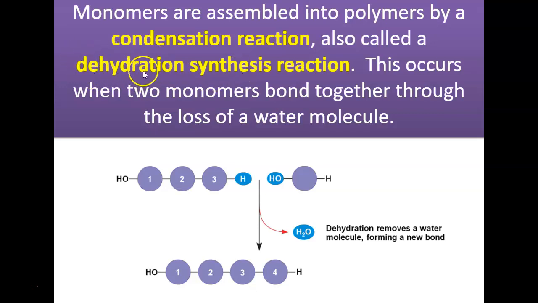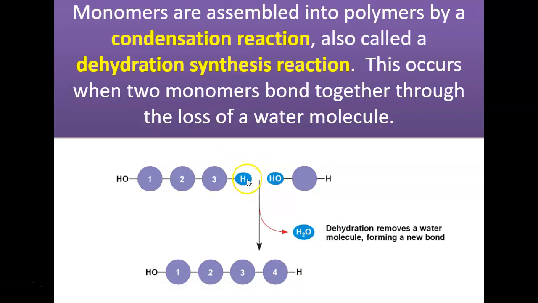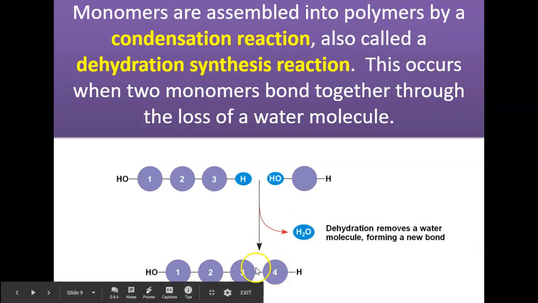Dehydration, if you're dehydrated, that means you don't have enough water. So the overall process means that you are making something by taking water away. And if you look at the picture down here, that's essentially what's happening. The end of one chain here has a hydrogen, and the end of another has an OH. And because of that, those two things basically stick together and make water, allowing the molecules then to stick together.